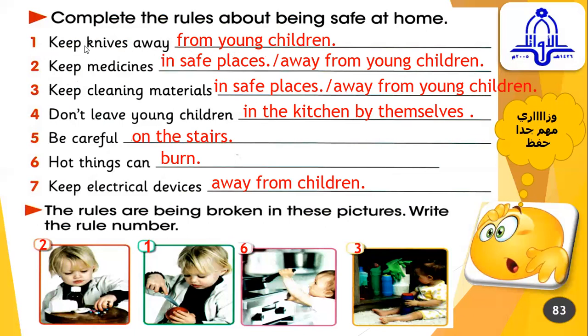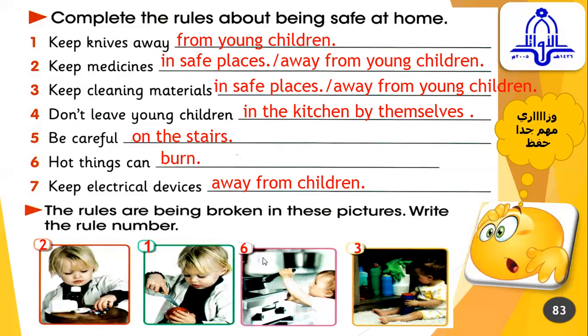في القانون الأول ذكرنا احفظ السكاكين بعيدا عن الأطفال. But here the boy is playing with knife, or he uses sharp knife to cut the apple, for example, and this is a very dangerous thing because he will cut himself. يجرح نفسه. So this rule, rule one, is broken in this picture. القانون الأول كسر في هذه الصورة.